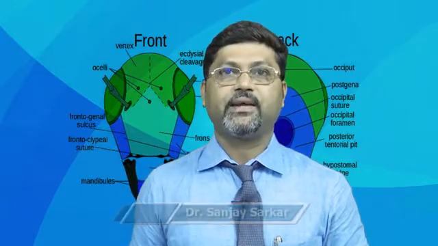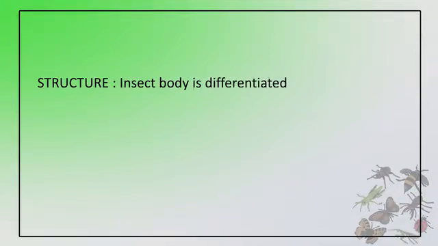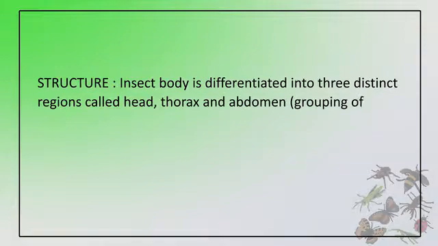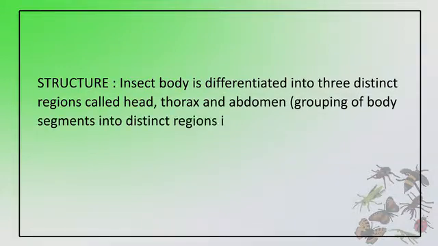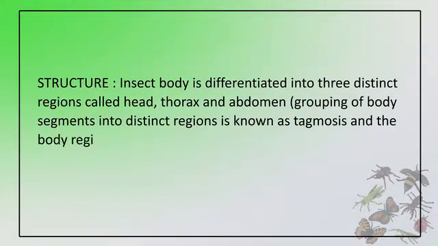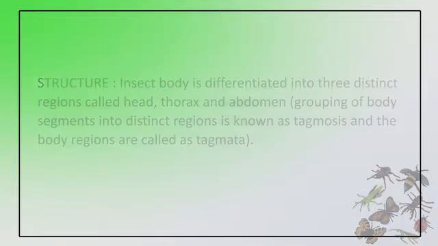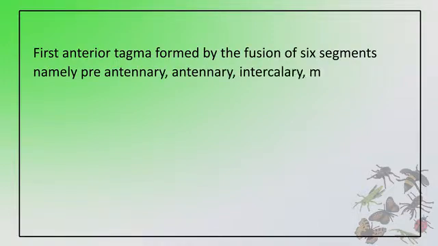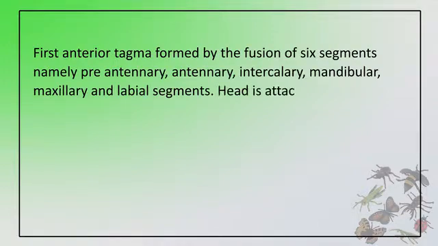Dear learners, today I am going to tell you about the structure of the insect head. As you know, the insect body is differentiated into three distinct groups called head, thorax and abdomen. This grouping of body segments into distinct regions is known as tagmosis, and the body regions are called tagmata. The first anterior tagma is formed by the fusion of 6 segments of embryonic origin.